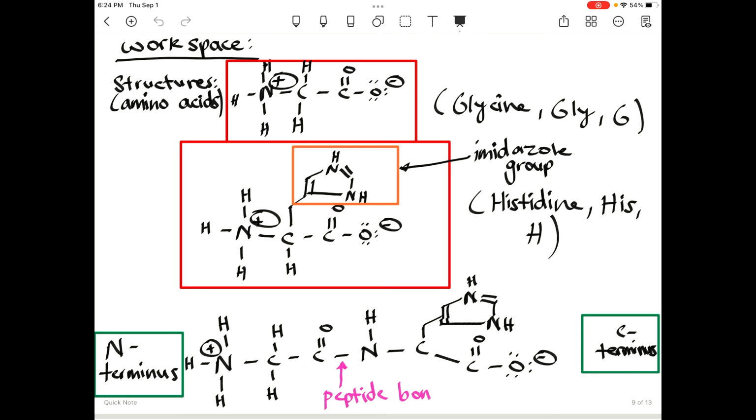Here we can draw the structures of both amino acids. Here we have glycine. Here's the amino group, here's the carboxylic acid group, here's the hydrogen, and this is the side chain. Again, glycine is the achiral, most simple amino acid. So it will be glycine, GLY, G.